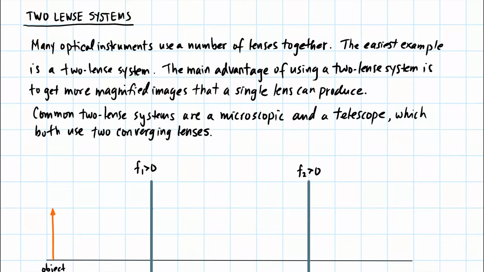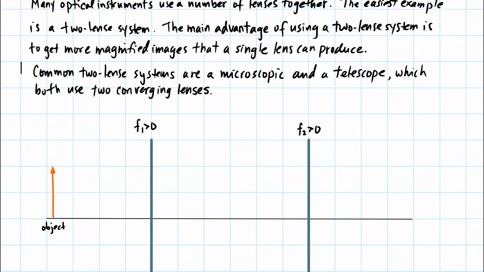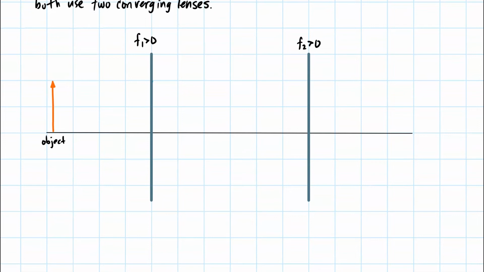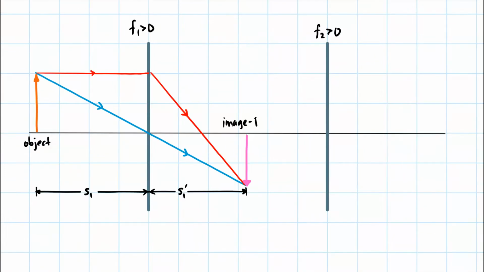Let's look at a two-lens system. In orange right here, we have our object. Here we have the first lens, f1, which is converging. Over here we have our second lens, f2, which is converging. Now, light from the object is going to go through the first lens and produce an image over here, using lens 1.